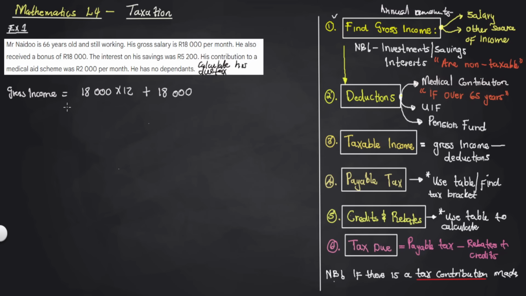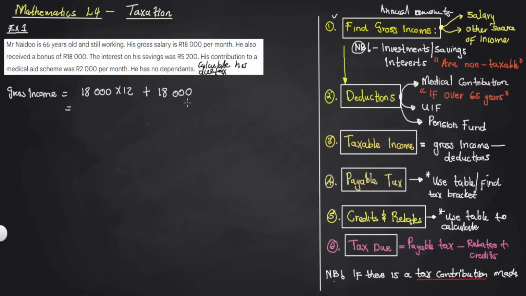18,000 rand. There's also another form of income I told you about, interest on his savings was 5,200. But what did I say? Interest on savings accounts is non-taxable. So this amount of 5,200 we will not put in the gross income because it's non-taxable. We leave it out. That 18,000 he gets per month, you multiply by 12 so that it becomes an annual amount. Then the bonus as well, I add it up because it's a taxable amount.